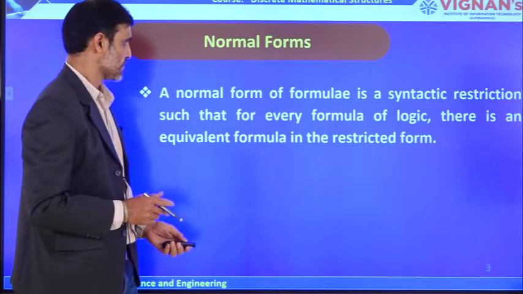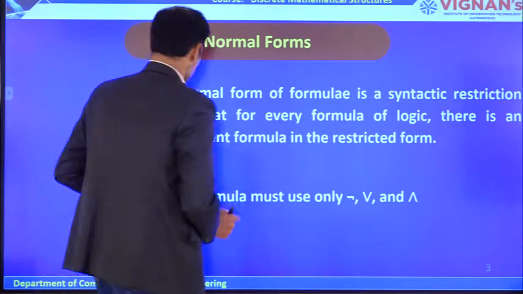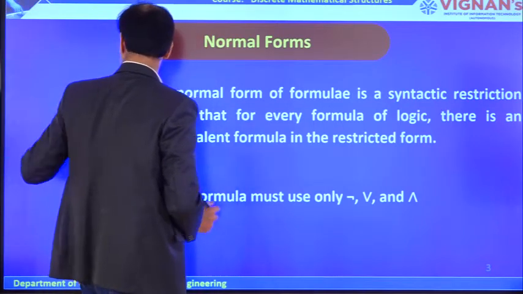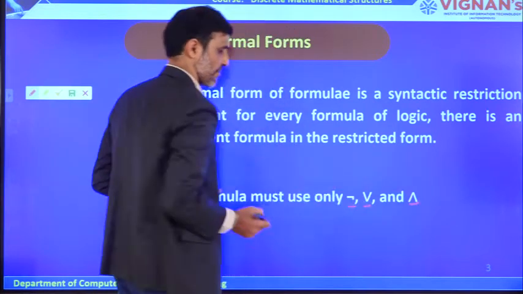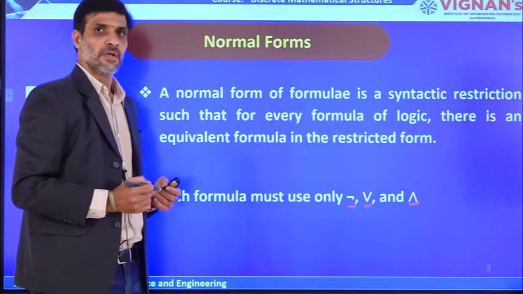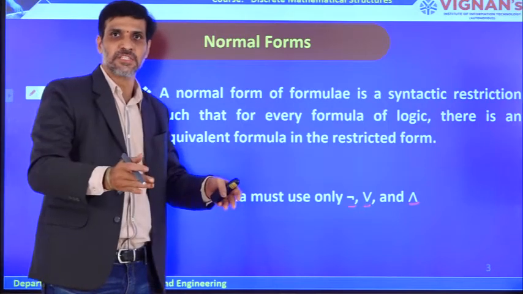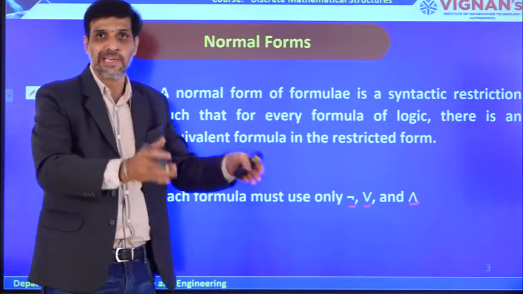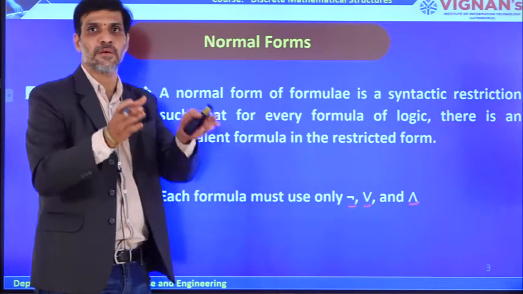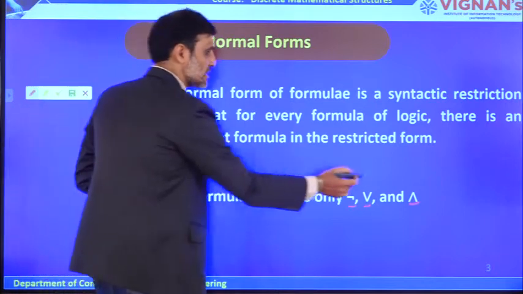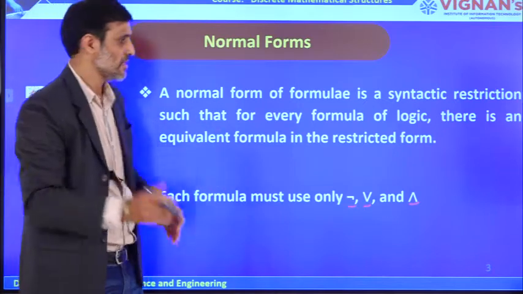Now each formula must use what here? The formula must use negation, disjunction and conjunction. These are the three. Whichever formula is given to you, the compound proposition may consist of implications or biimplications. We convert them into the form of these three logical connectives.